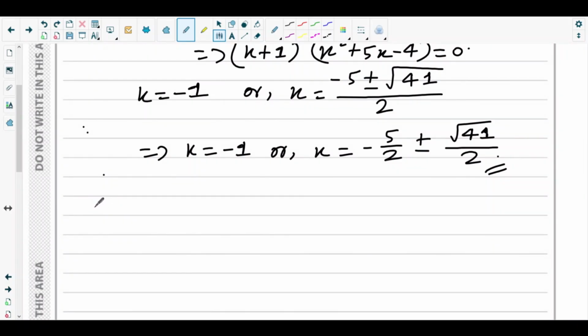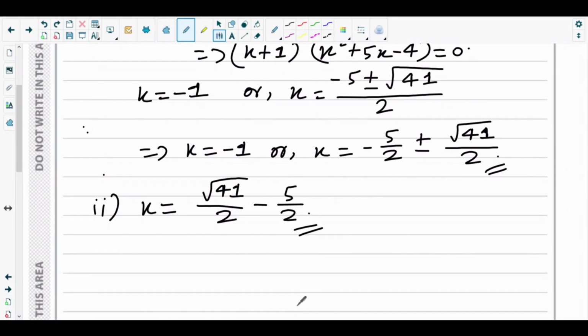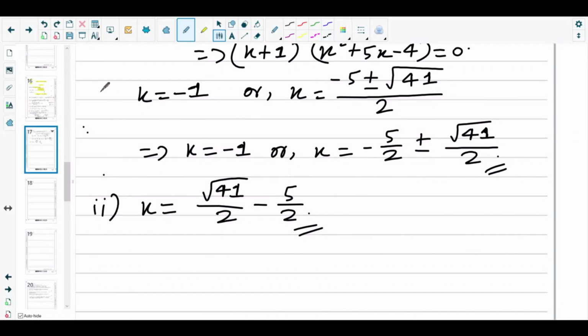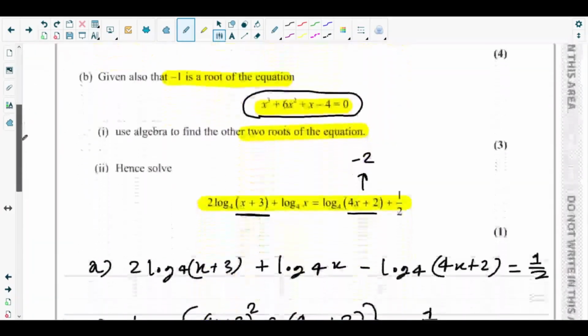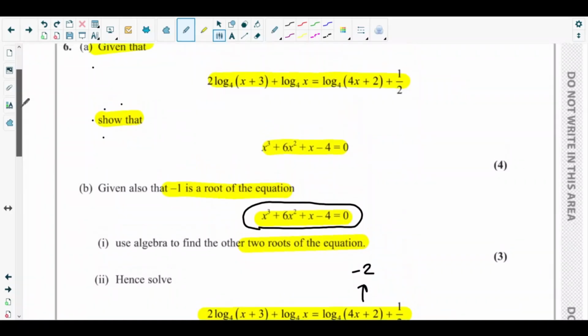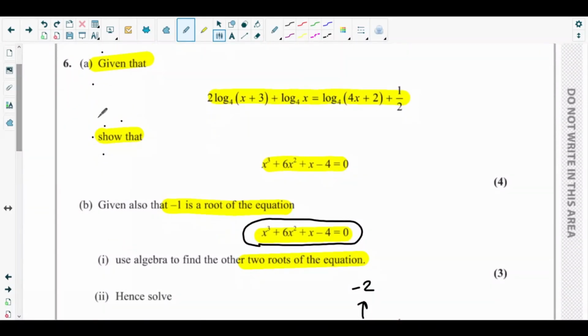So at last, the only solution would be x equals to the positive one, which is square root of 41 over 2 minus 5 over 2. And that's the only possible solution as per the question. And that's the end of question number 6 from January 2024 Mathematics 2 paper.